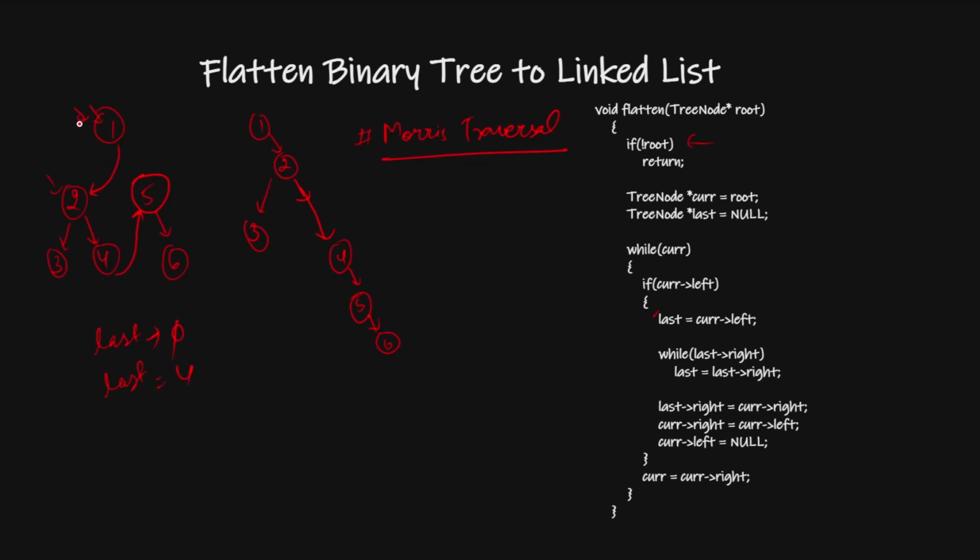Now from here I will again go. Current is this. Do I have a left? Yes, 3 is there. So first of all, I will make its right point to this last right. And then I will make this 2 right point to this. Now the only thing is I will remove its left and make it point to null. Now if you see, this becomes our flat linked list. Do we have any node which has a current left? If you see 1, 2, 3, 4, no, we do not have any that has a left.